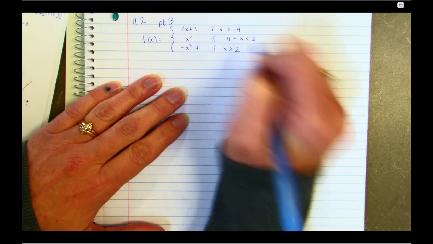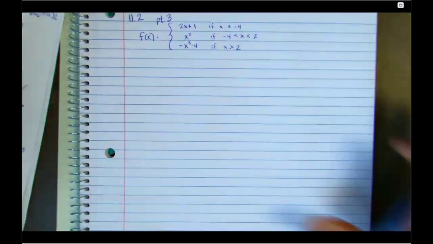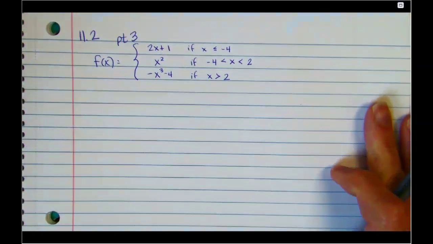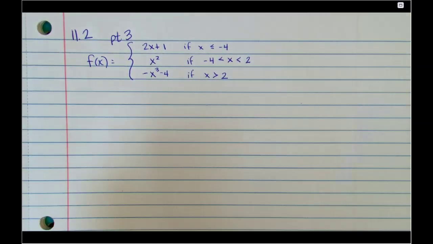Okay, so this is a piecewise function. A piecewise function is called a piecewise function because it's defined in pieces. So it gives you a graph that has separate pieces, like it has different chunks in it.